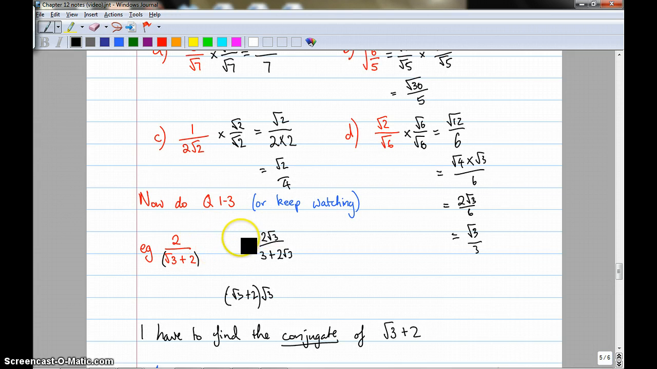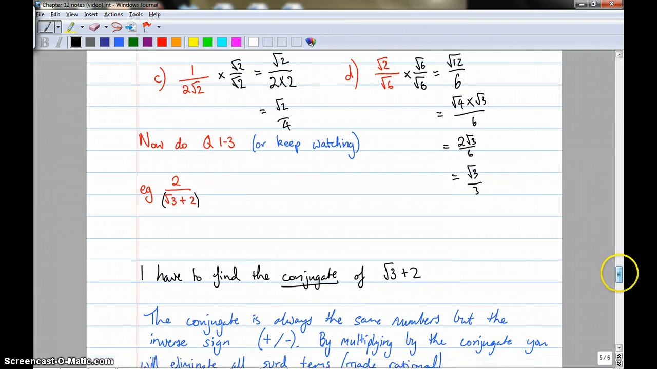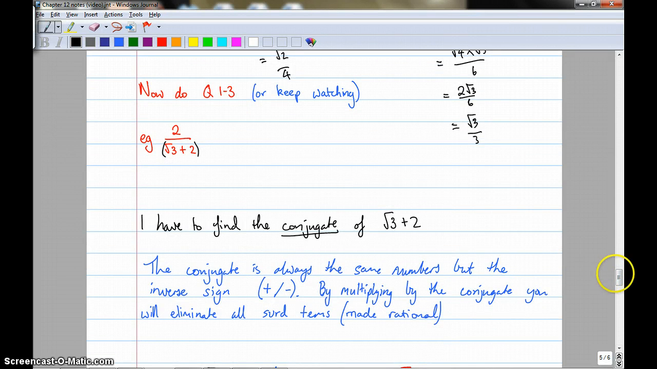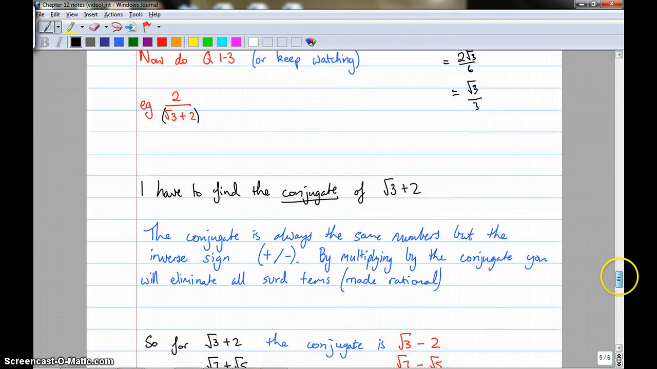In order to get rid of the square root on the bottom, I actually need to multiply it by something called the conjugate. Now, the conjugate is an interesting word, I guess. The conjugate, I've got this written down here, it's always the same numbers, but the inverse sign. So if it was a plus, the inverse sign will be a minus. If it was a minus, the inverse sign would be a plus. By multiplying by the conjugate, you'll always eliminate the surd terms, and it will be made rational. So, let me show you a couple of examples of conjugates first before we apply it.